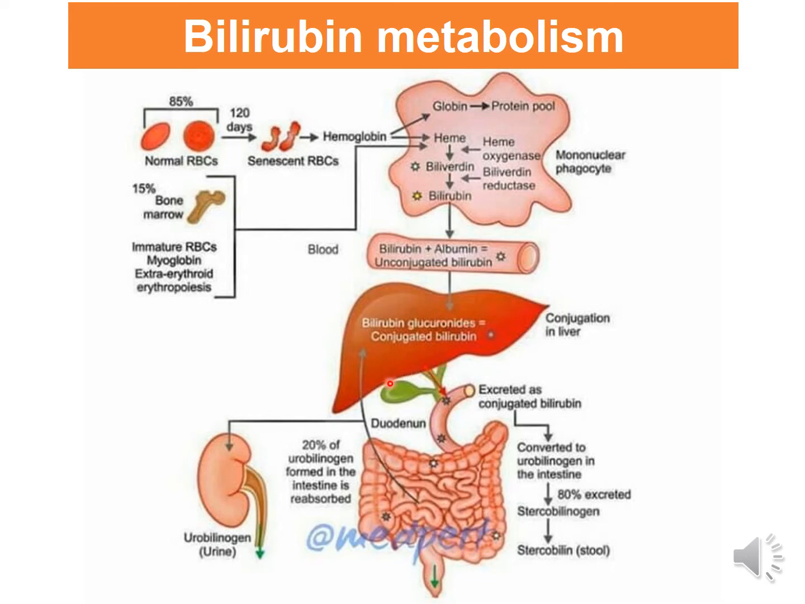They are stored in the gallbladder and excreted as conjugated bilirubin, converted to urobilinogen in the intestine, and 80% is excreted as stercobilinogen and stercobilin with feces. 20% of urobilinogen formed in the intestine is reabsorbed and the rest is released in the urine by the kidney in the form of urobilinogen.